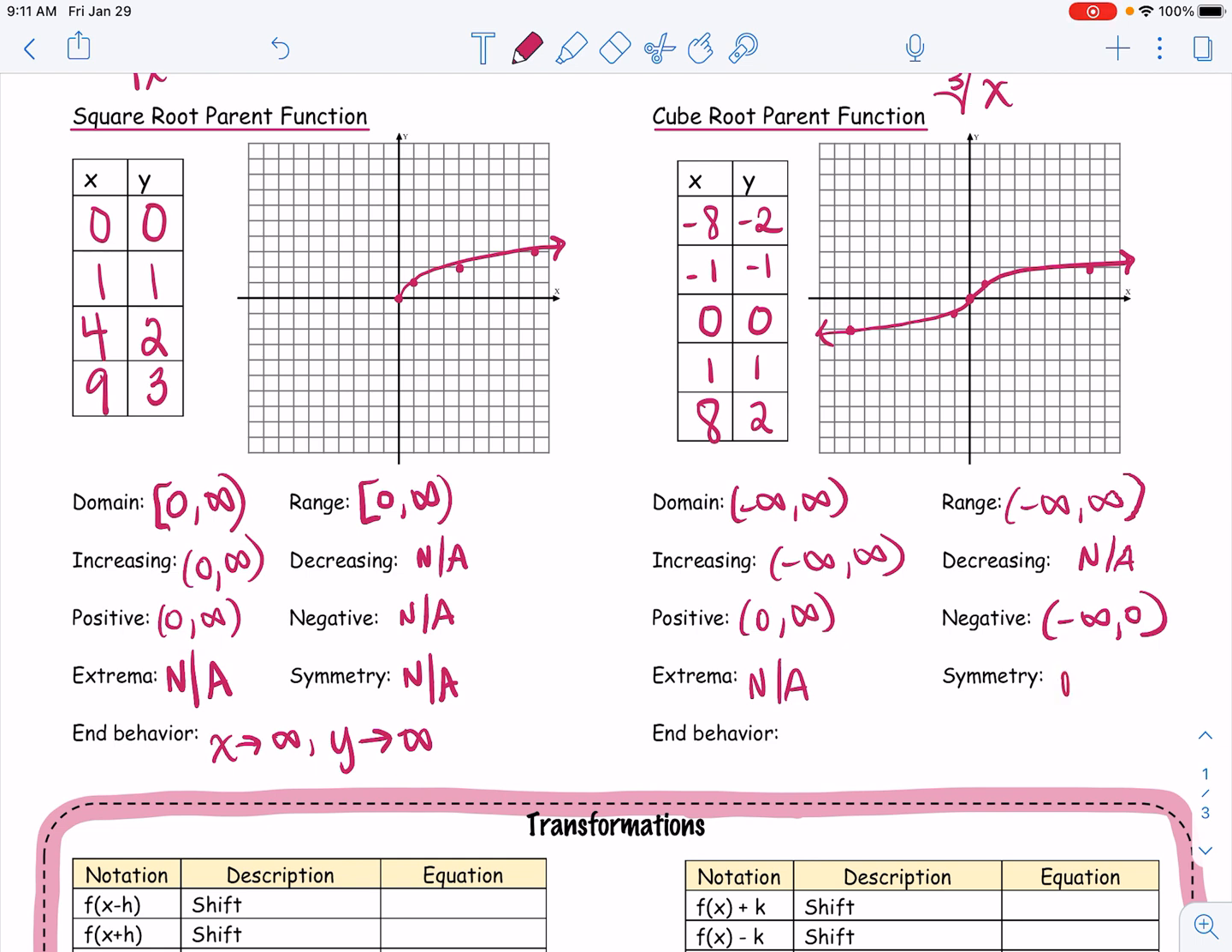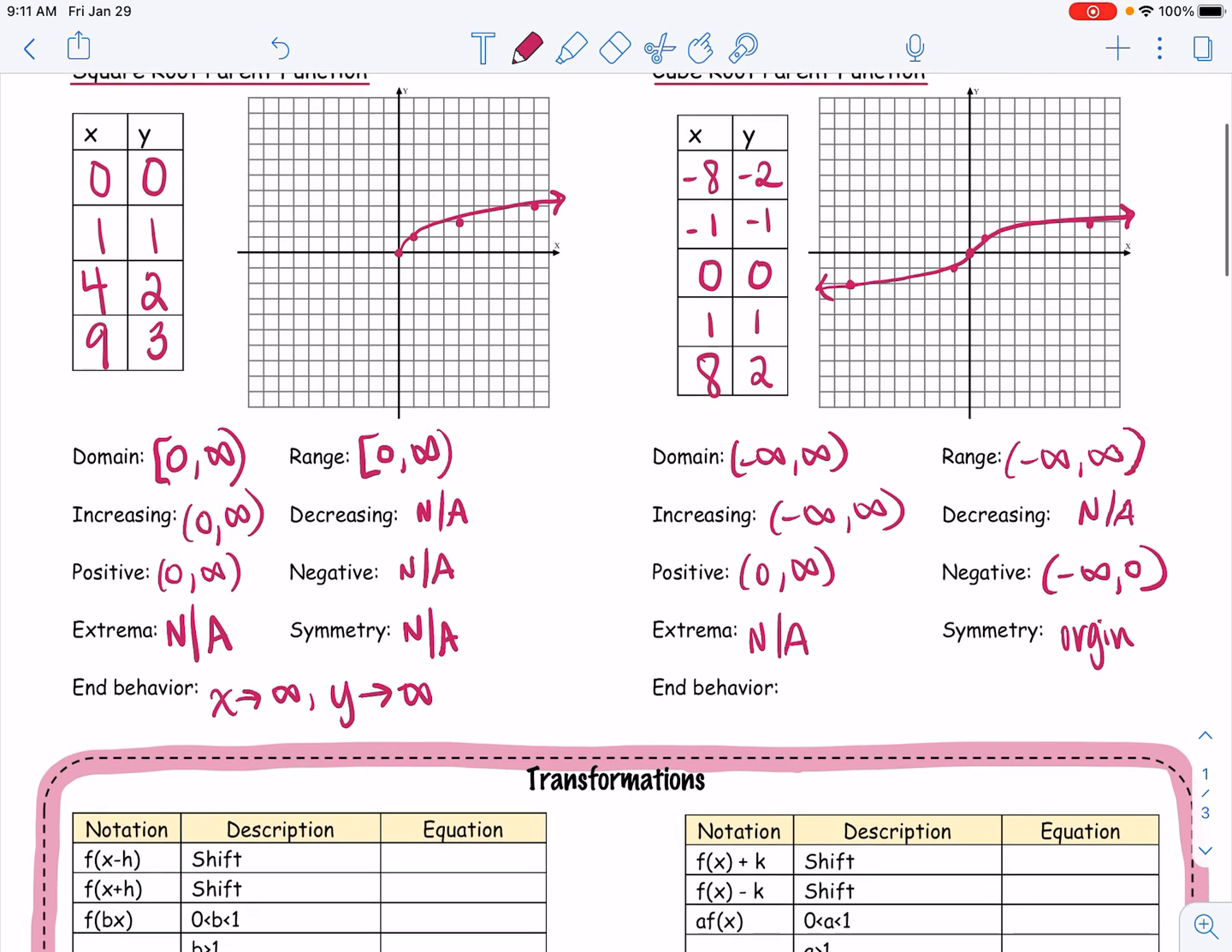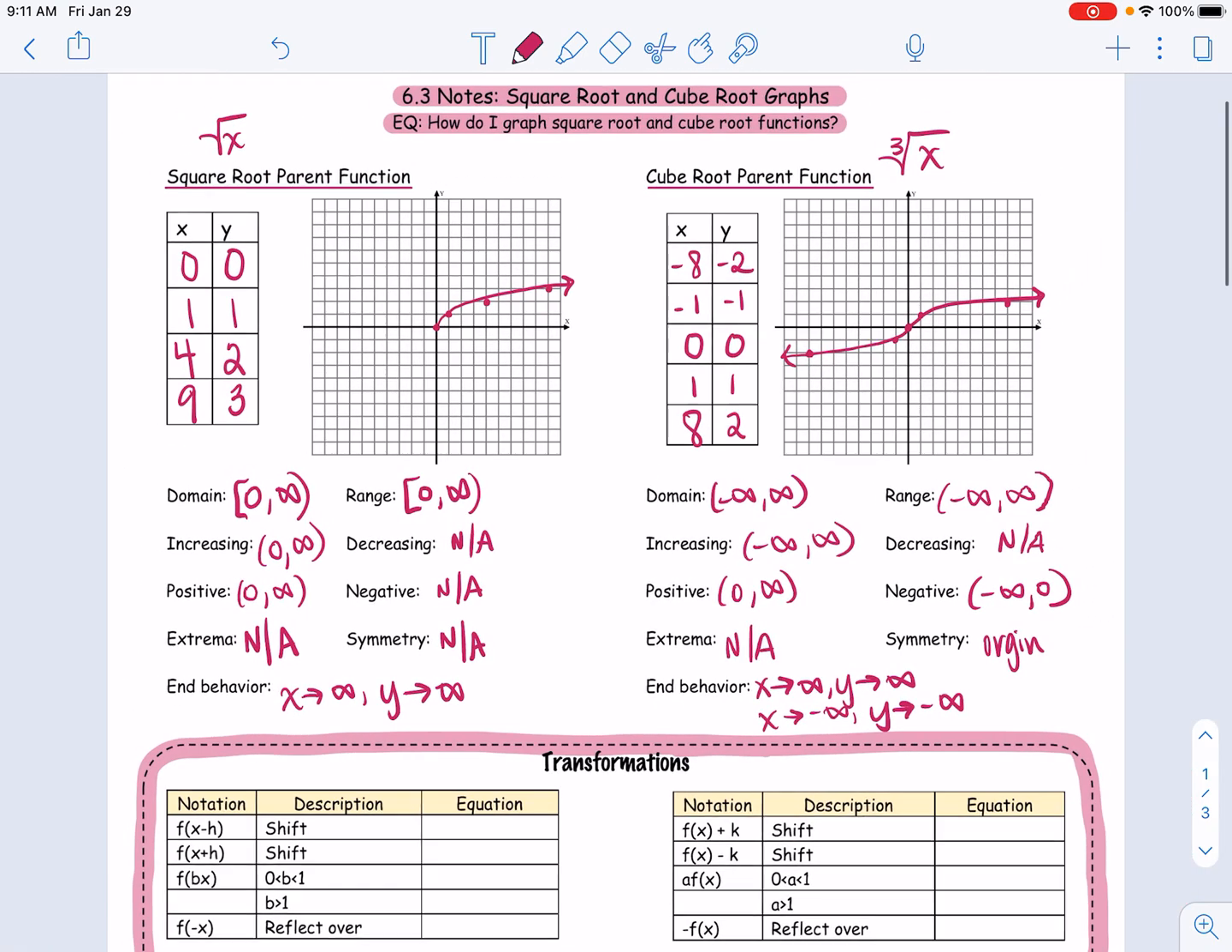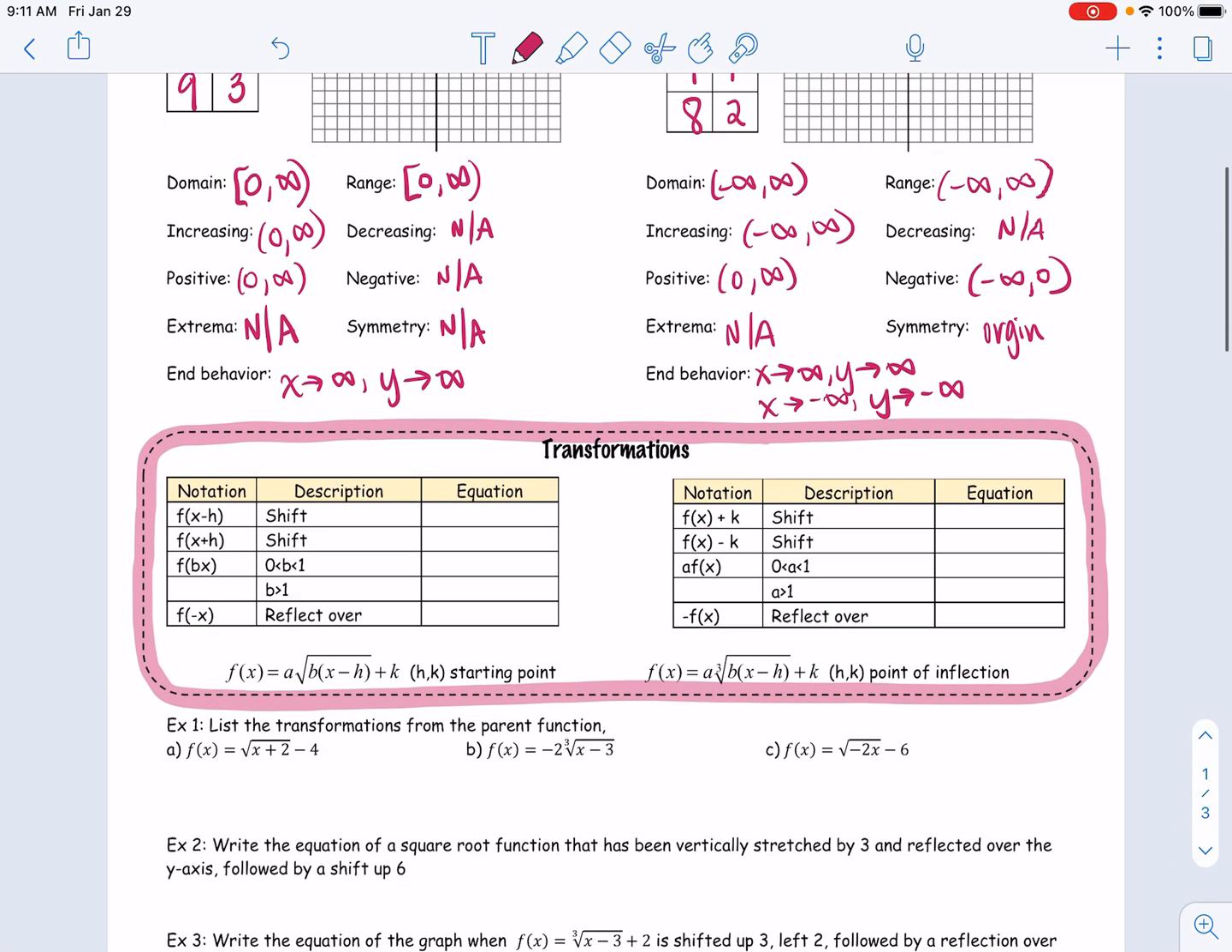Remember symmetry: this has that origin symmetry, same as the cubic parent function. So if we reflect over the x and the y-axis, we get the same exact thing back. And then in end behavior, as x approaches positive infinity, y approaches positive infinity. As x approaches negative infinity, y also approaches negative infinity. Very standard. Okay, transformations, the same ones we've been seeing all year long.